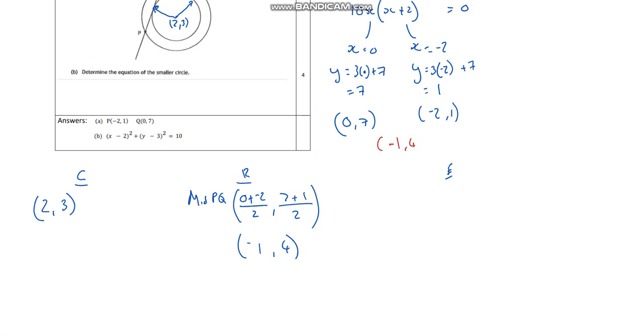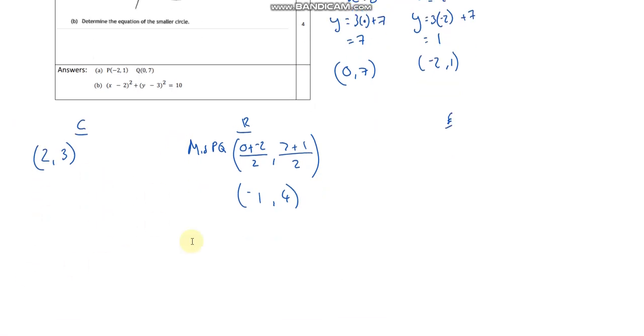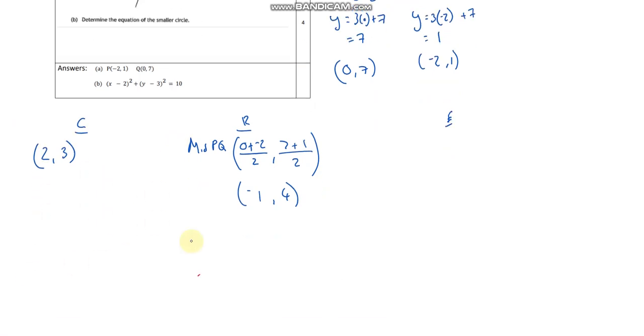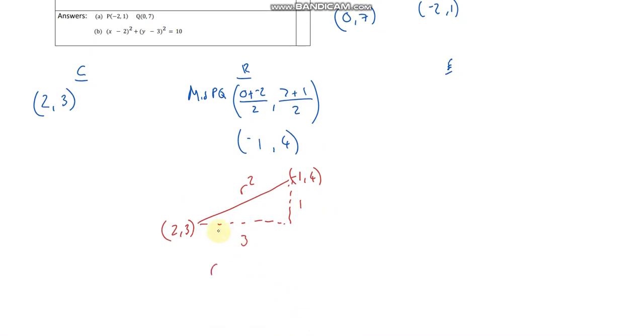So I now know the midpoint, and I know the centre. So if I look at this, from midpoint to centre, so I've got 2, 3, and negative 1, 4. If I use Pythagoras, I can work out that length. So horizontally, I am going 3, and vertically, I'm just going 1. Just the difference, isn't it? The difference. So r squared is equal to 3 squared plus 1 squared. So that's just going to be equal to 10.